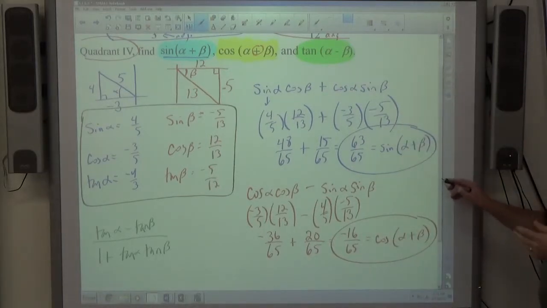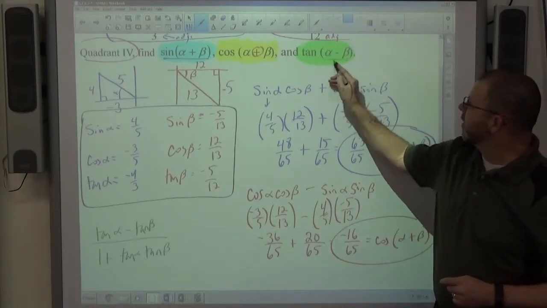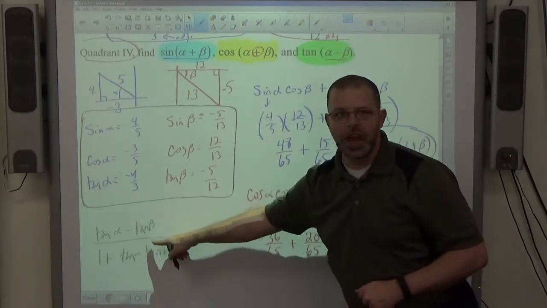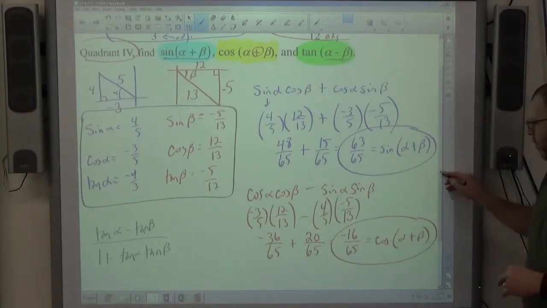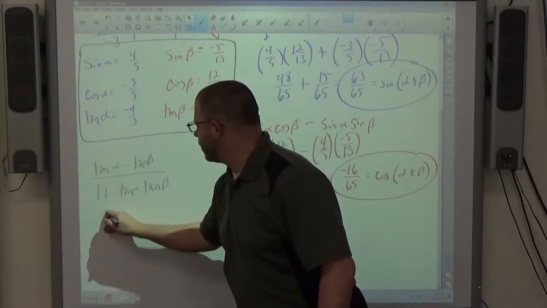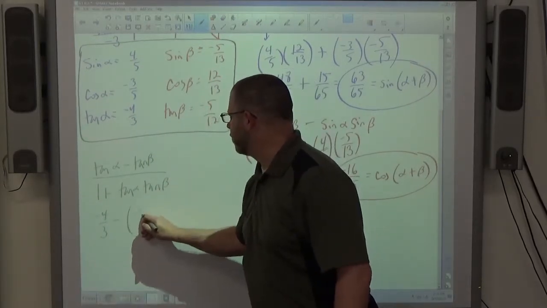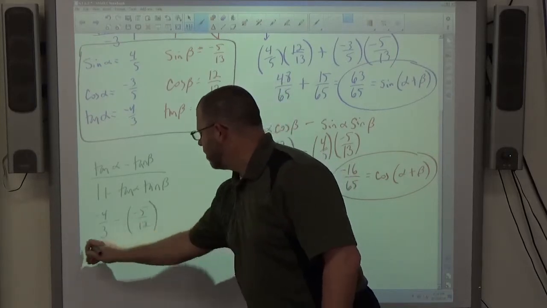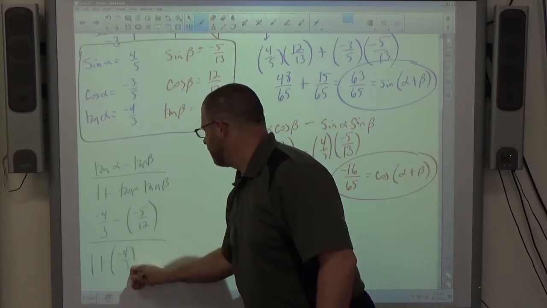Okay, so again, I have an identity that tells me exactly how the sum here translates into just alpha and beta, which I have information about, tangent of alpha and tangent of beta, so I'm able to substitute those things in. So tangent of alpha is negative 4/3, being subtracted by tangent of beta, which is negative 5/12, being divided by 1 plus tangent of alpha times tangent of beta.